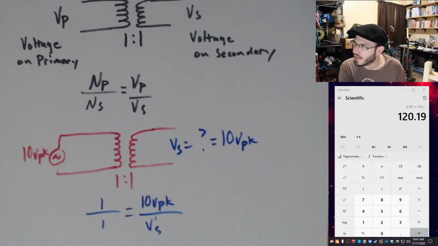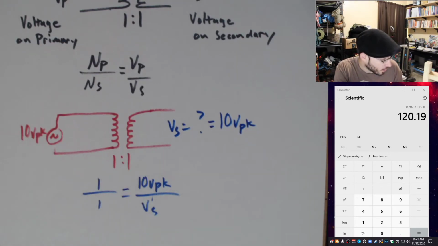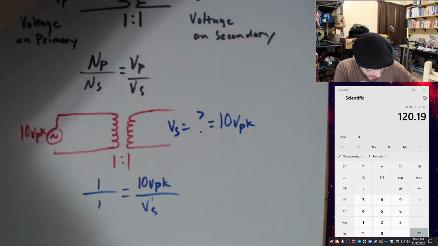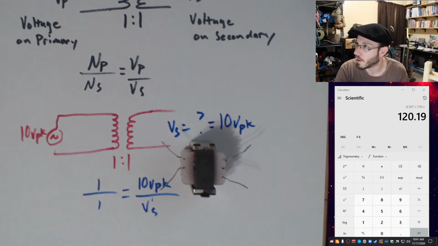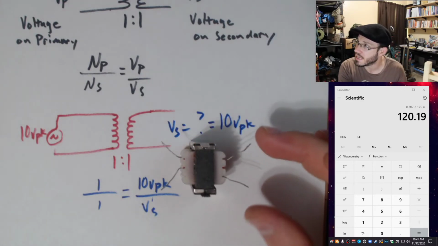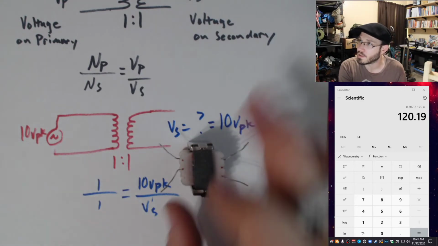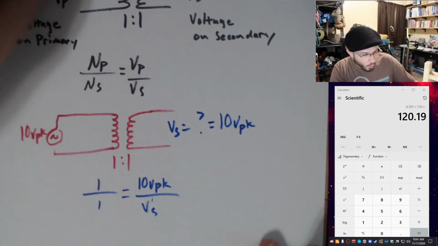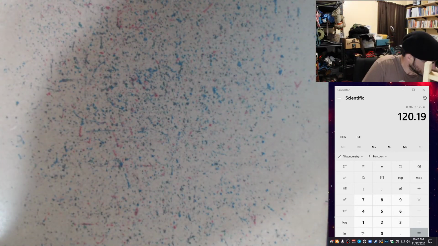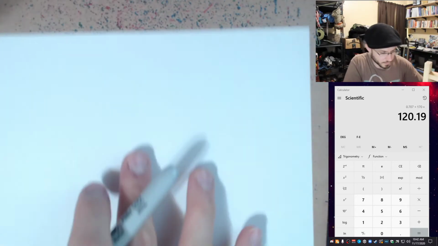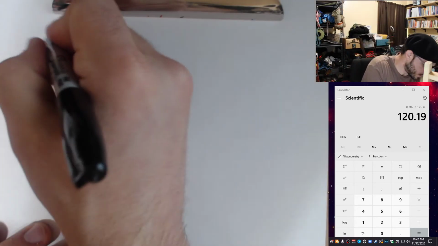Now, this was a very simple case. This was a 1-to-1 transformer. In fact, this is the same type of transformer. This is a 1-to-1 transformer. That's why you did not see any magnitude change when I probed the input versus the output. It was a 1-to-1 transformer. Now, we can break this up into two different types of transformers: step up and step down transformers.